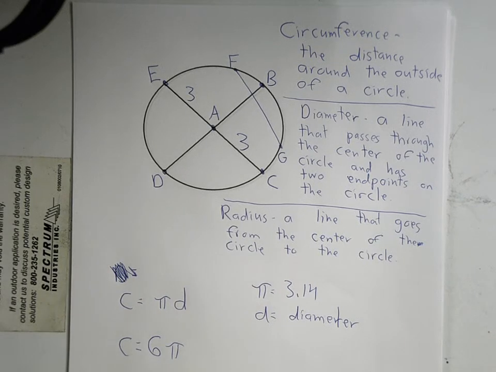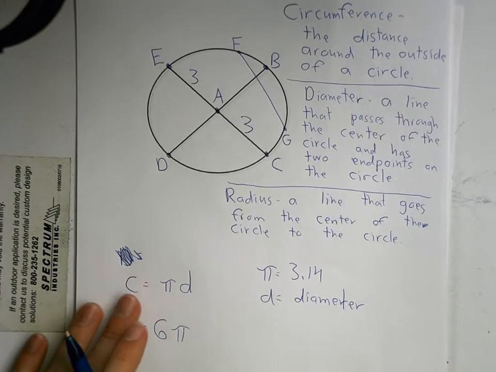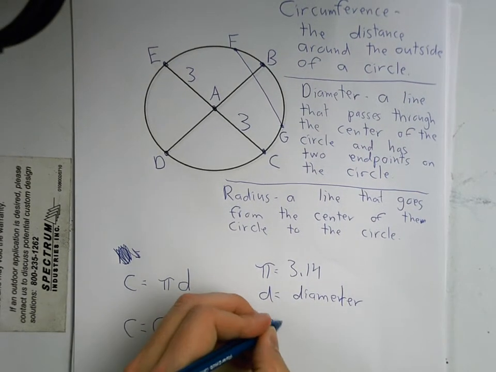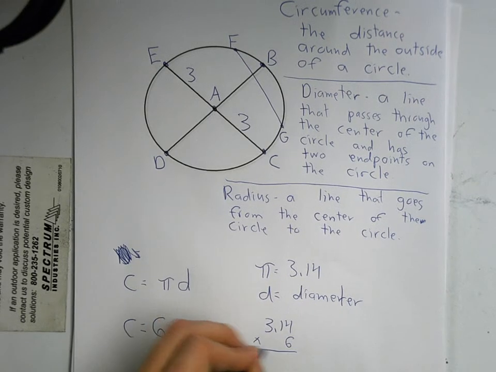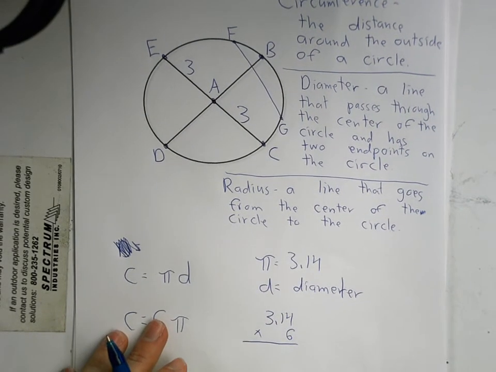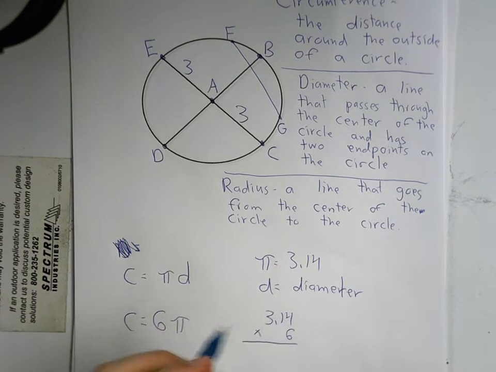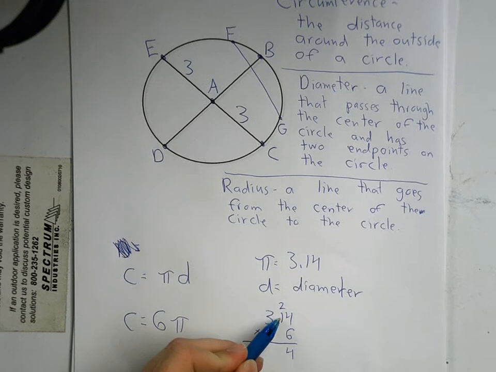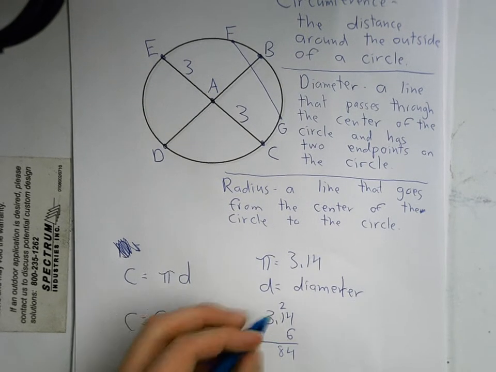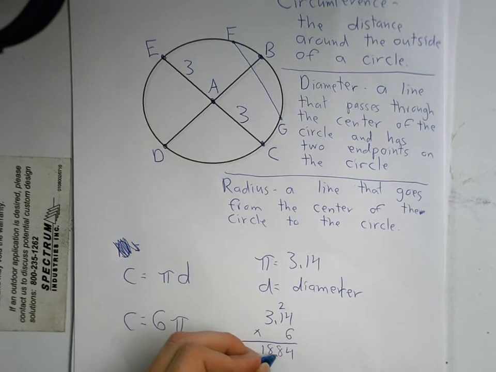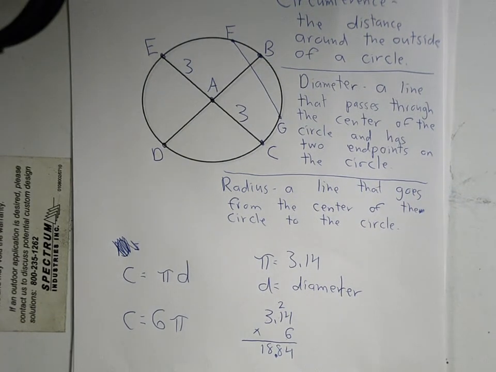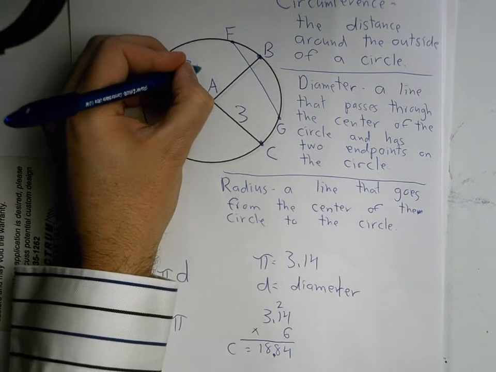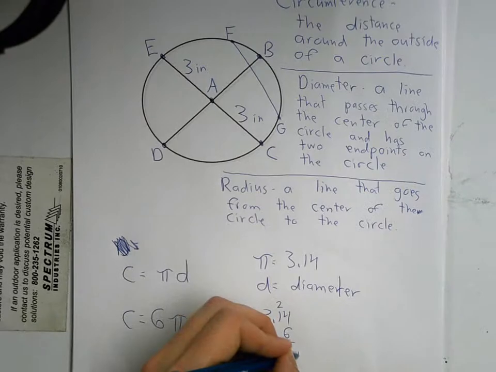And what are we going to use for pi? 3.14. Yeah, 3.14. So I'm going to come over here and I'm going to say 3.14 times 6. Okay. So 6 times 4 is 24. 6 times 1 is 6, plus 2 is 8. 6 times 3 is 18. So 18.84 equals my circumference. I didn't put a unit there, so if it was inches, I would say it's 18.84 inches.